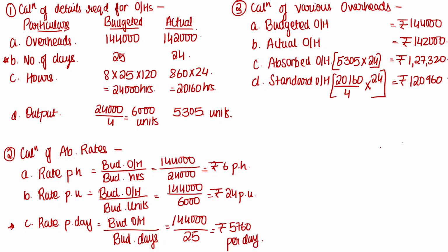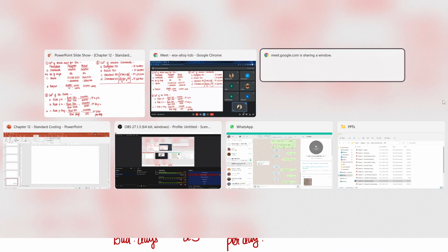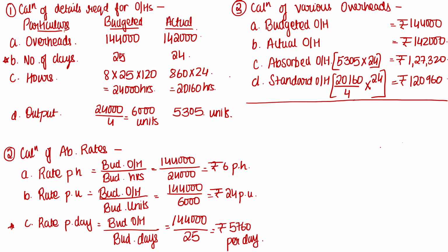Correct? Got it? Now, once we get these figures, we'll start with our overheads, with our variances. The first variance that we are going to record, you can write the topic first, fixed overhead variances. Till here, did everyone understand? If there is anyone who has a doubt, you can ask me.